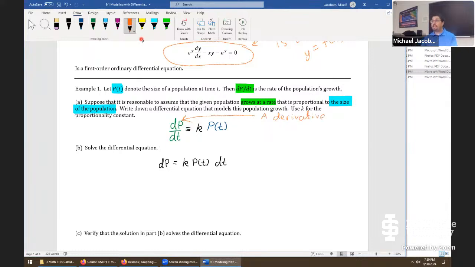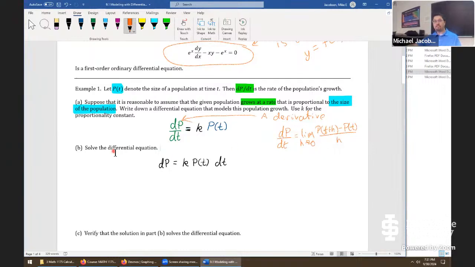It's not a true fraction in any sense of the word. What this thing dp/dt is, is just a way to say the limit as h goes to 0 of p of t plus h minus p of t, divided by h. So that's what this Leibniz notation for the derivative is indicating. It's just the limit as h goes to 0 of the difference quotient.